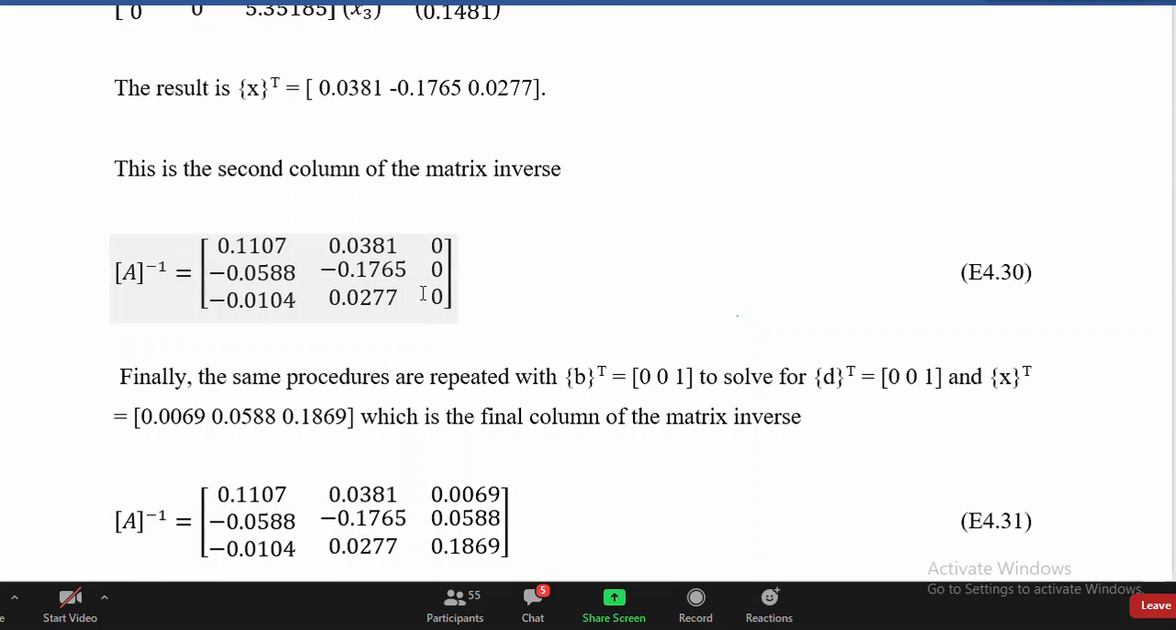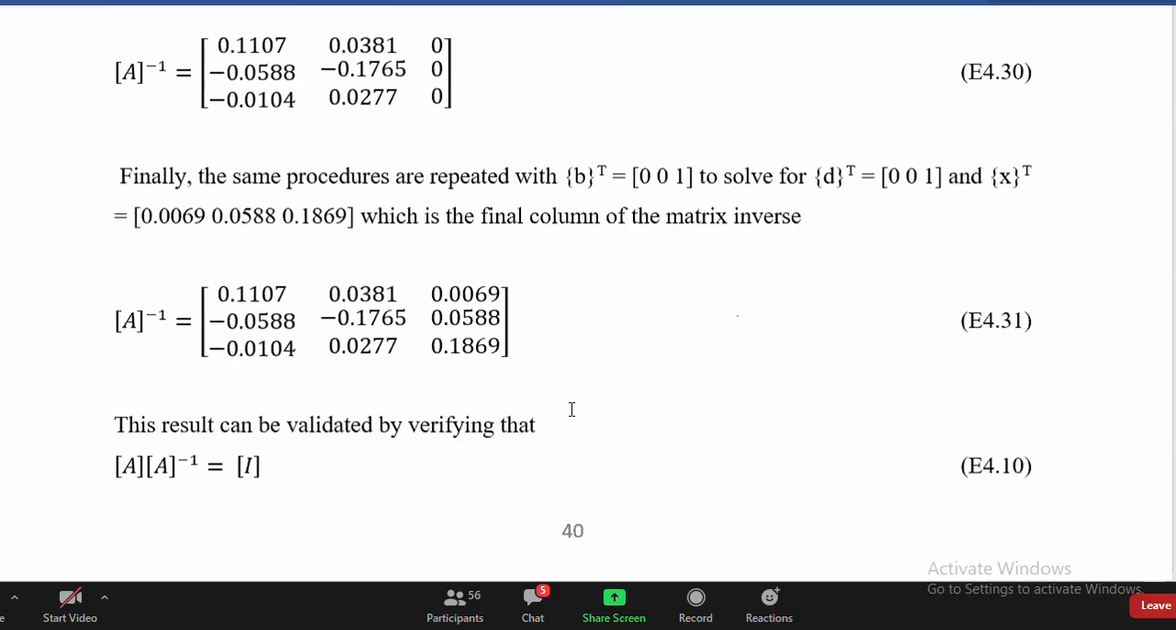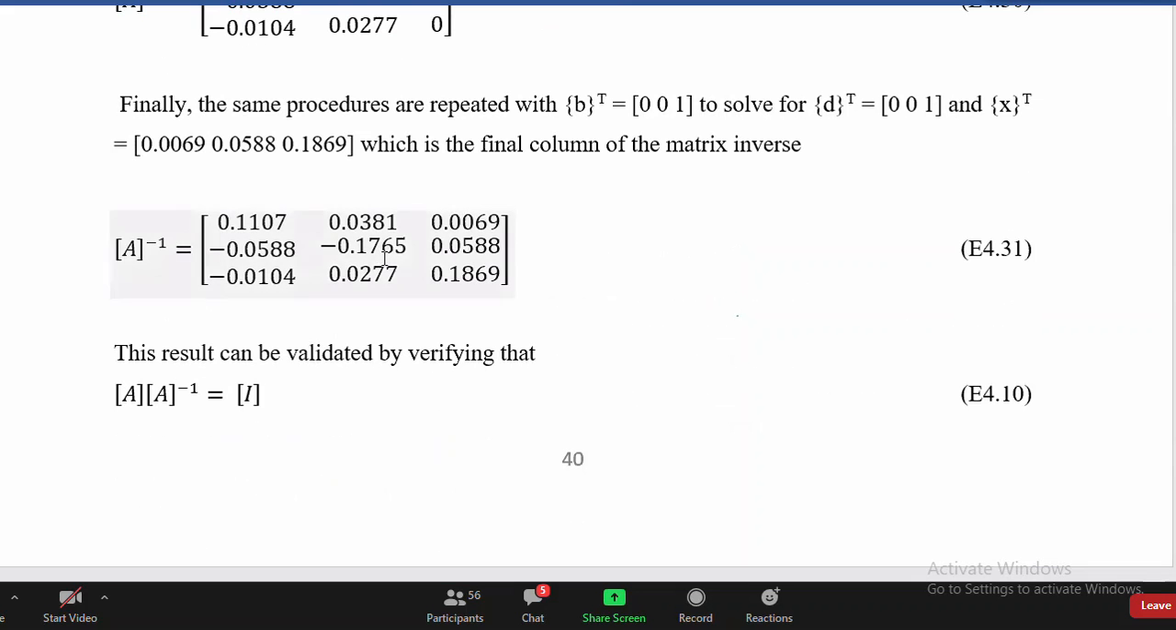Then again, you do the same thing. The B, you put 0, 0, 1. See, 0, 0, 1, right hand side column vector. And you solve for D, that's what you have. Then after you solve for X, and X is this 0, 0, 5, 1, 8, which is the final column. That's it. So this is the matrix inverse of this matrix here.